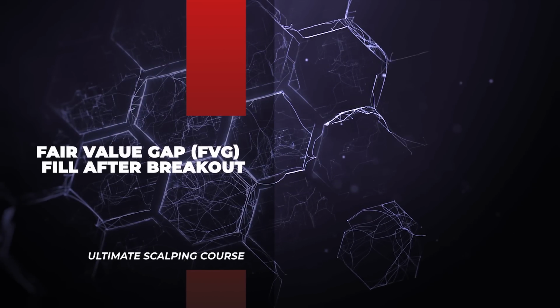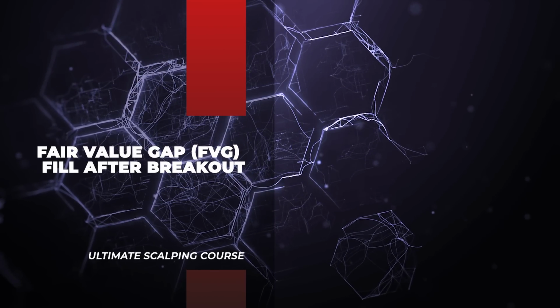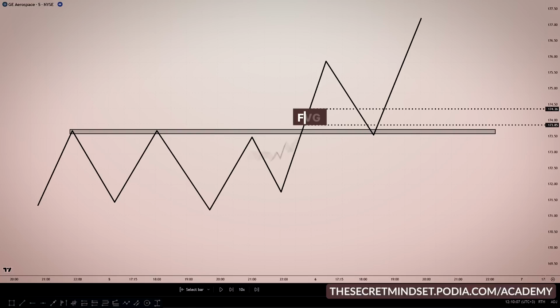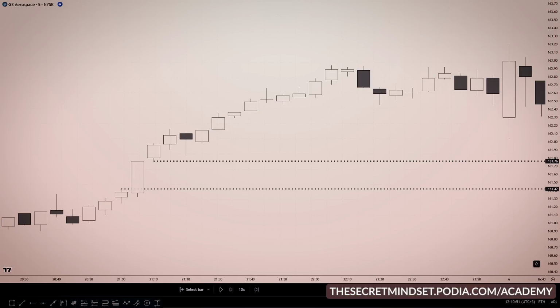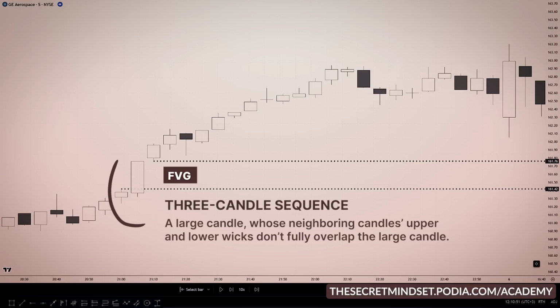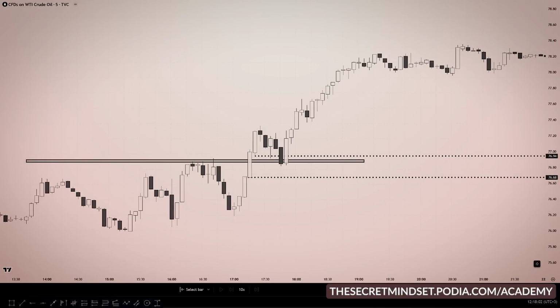Next scalping setup involves a fair value gap fill after a breakout. This strategy takes advantage of market inefficiencies and price action dynamics. Fair value gaps are created within a 3-candle sequence. They are typically seen on charts as a large candle whose neighboring candles' upper and lower wicks don't fully overlap the large candle. Here's how it works.